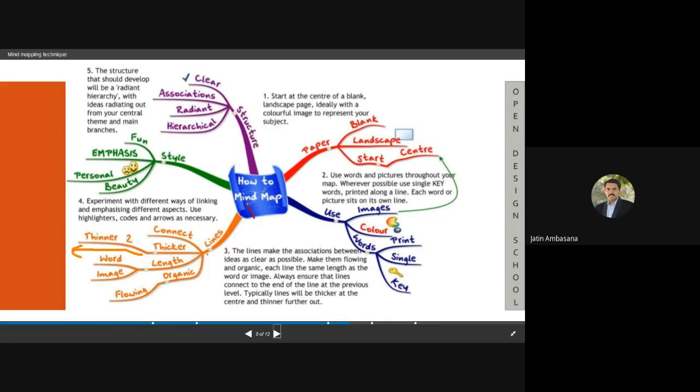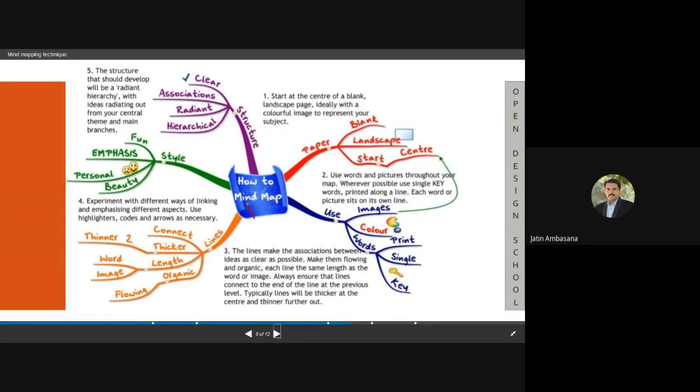You see, it should not happen that your word ends over here and the branch goes farther, or your word is this much and your branch comes up to this much only. It should not happen like that. So you have to ensure that the lines connect to the end of the line at the previous level. Lines should be well connected. You see, all these lines are connected at this junction. All these lines are connected at this junction.